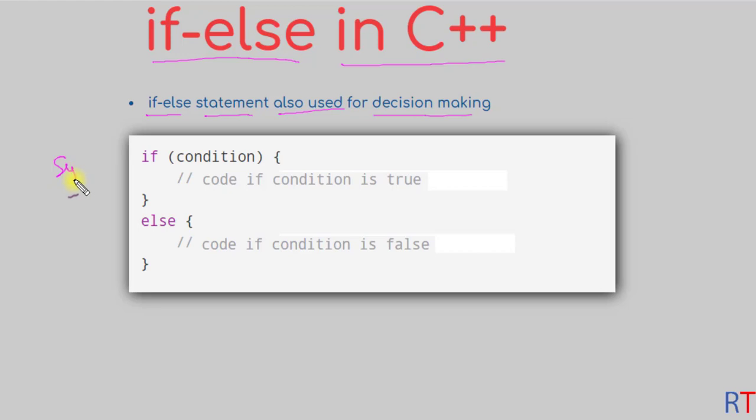The syntax is, first we have the if keyword, and then inside the parentheses we have the condition, and then we have one block of code. Right after the if block we have the else block, which has its own block of code. Whenever the condition becomes true, the code we write inside the if block will be executed. But if the condition becomes false, then the code we write inside the else block will be executed.